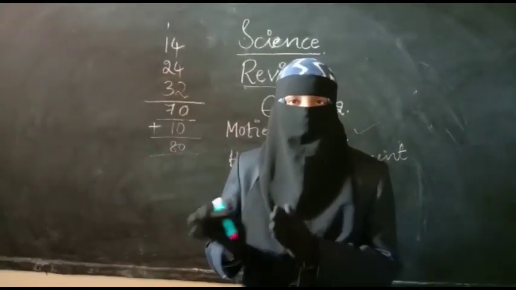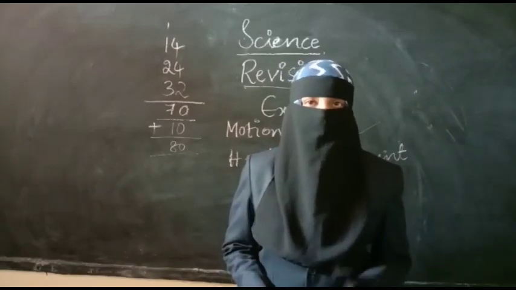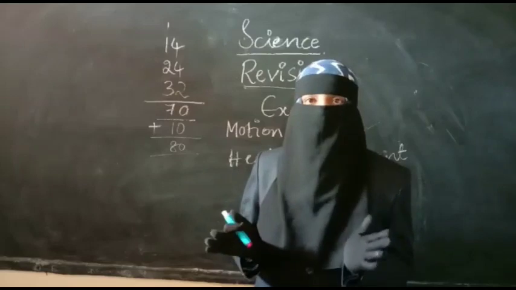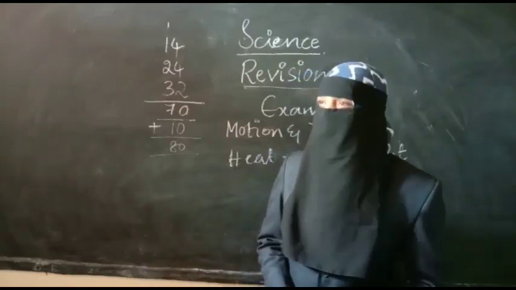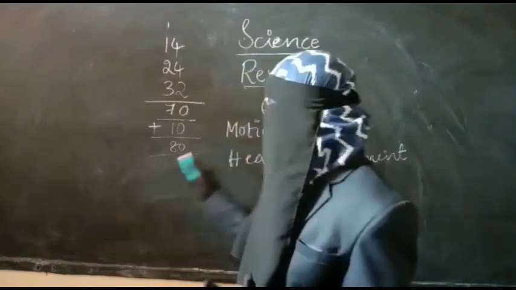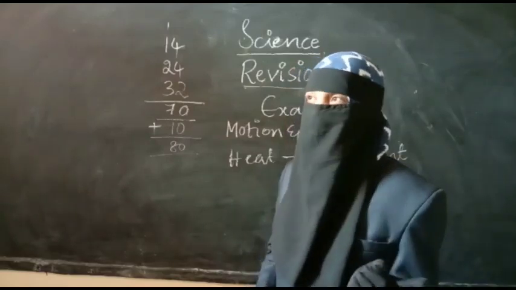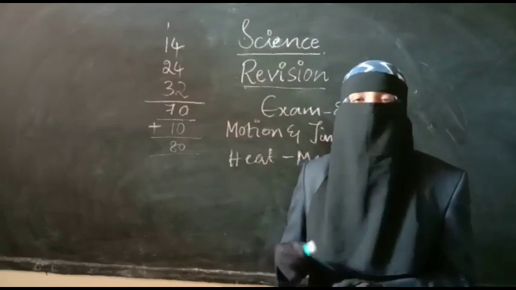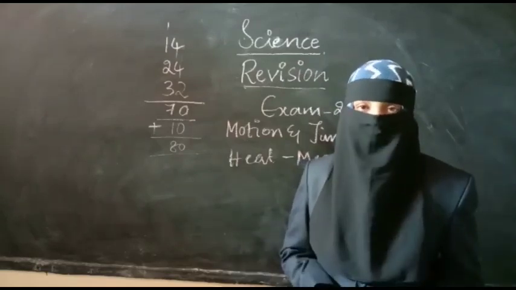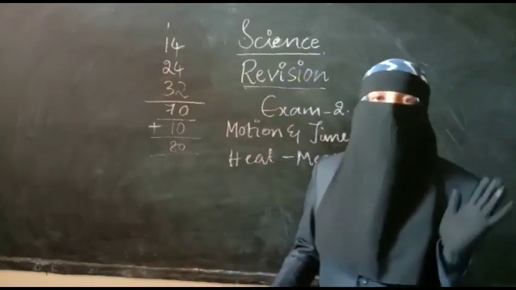Now let us see: if an object changes its position with respect to its surroundings in a given time, then it is said to be in motion. If an object does not change its position with respect to its surroundings in a given time, then it is said to be at rest. If it is changing, it is in motion. If there is no change, it is at rest. Once again, listen carefully. An object is said to be in motion if it changes its position with respect to its surroundings in a given time. If changes are present, it is motion. If there is no change, then it is at rest.